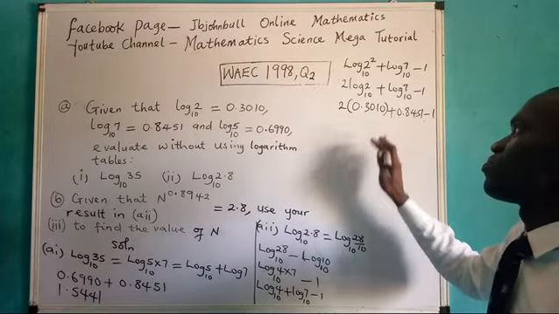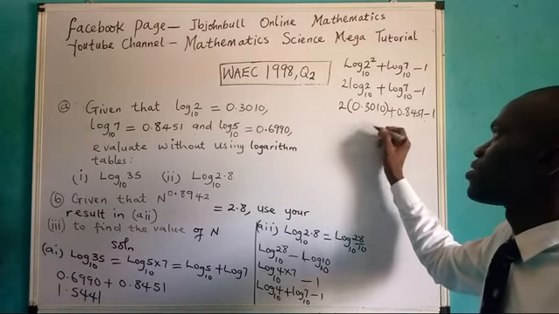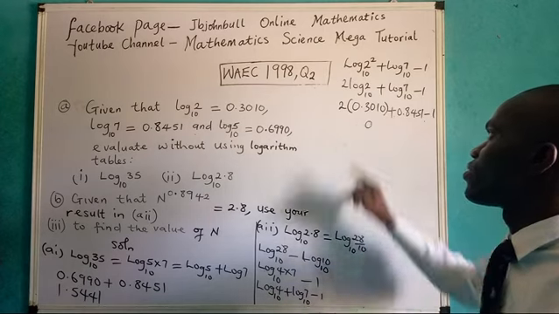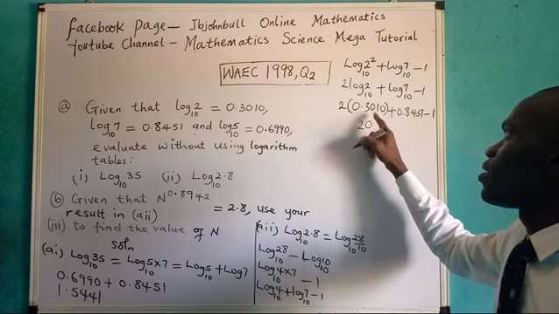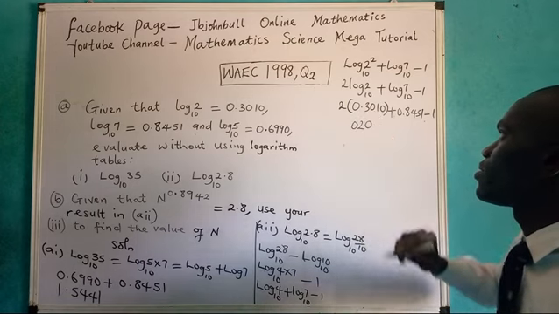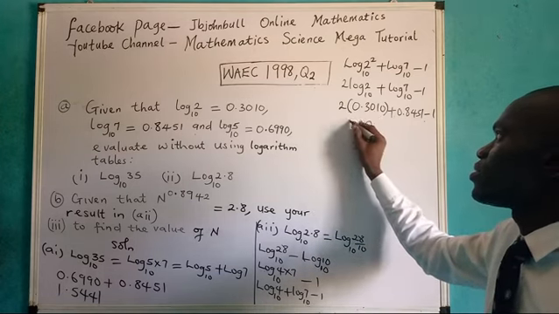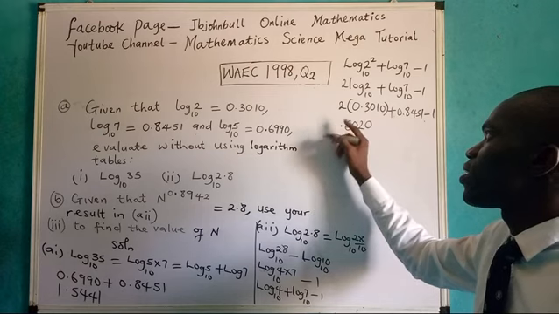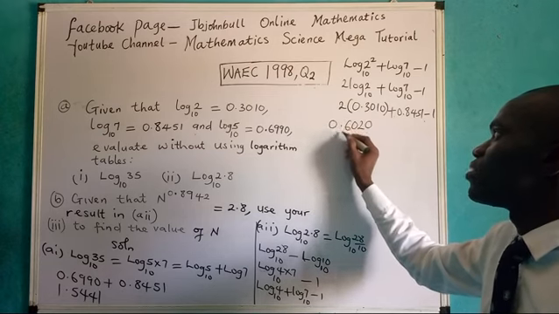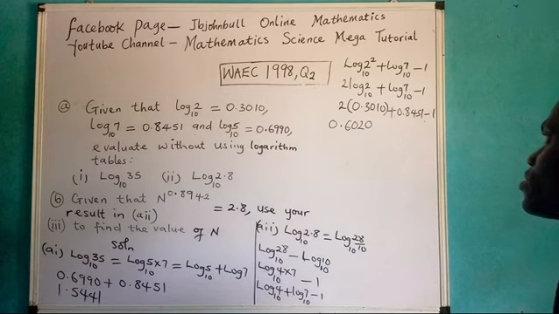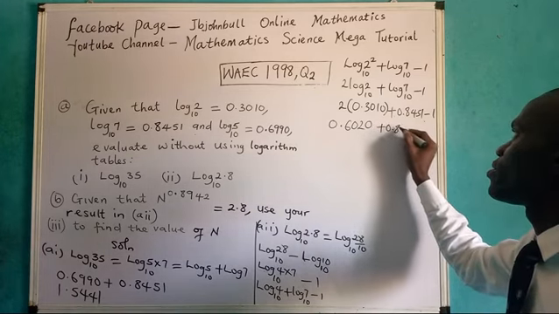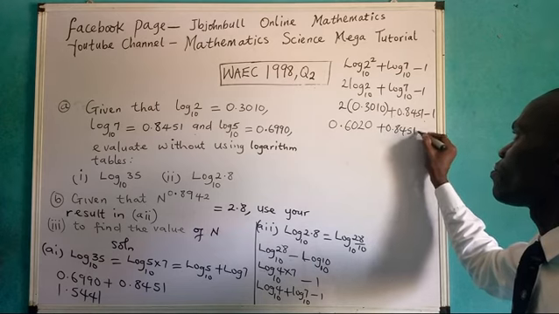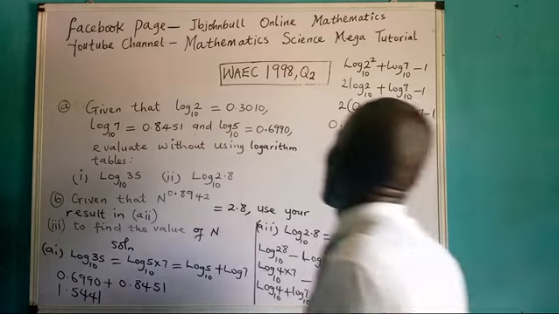I have to do this bracket. 2 times 0 giving 0, 2 times 1 will give me 2, 2 times 0, I will have 0 again, 2 times 3 will be 6. In this very one, okay, 2 times 0 will be 0. In this very one, I have 0.6020. Okay, I still have 0.8451 minus 1. Okay, we can add up.